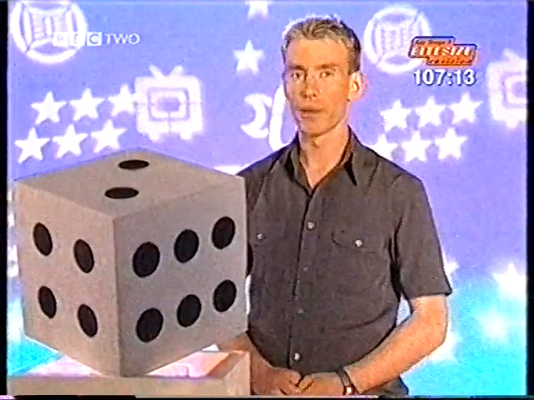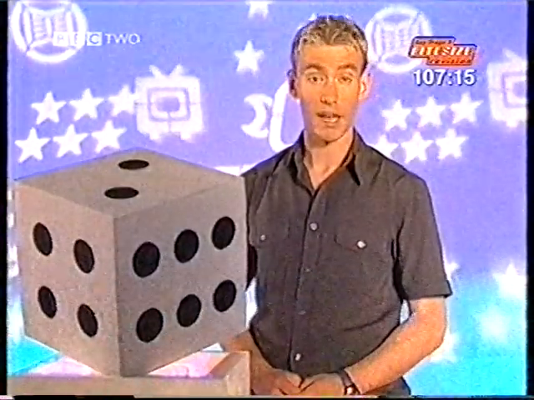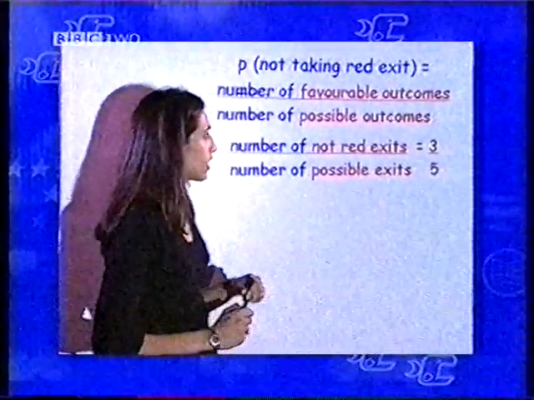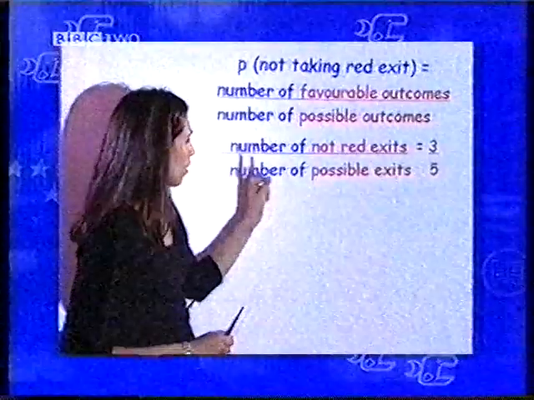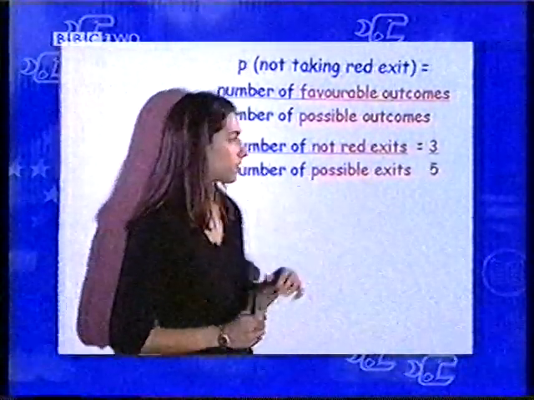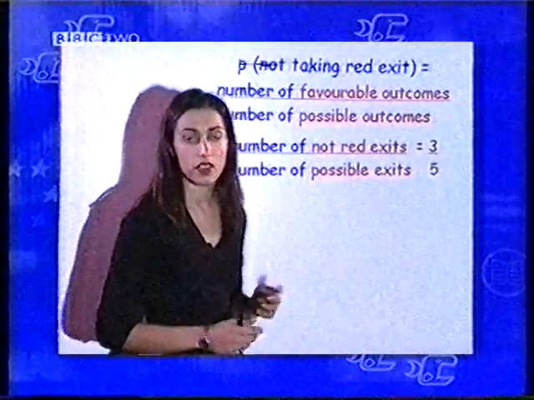But what's the probability of the cyclist not taking a red exit? The probability of not taking a red exit is the number of exits which are not red, that's 3, divided by the number of possible exits, which is 5. So that's a probability of 3/5.